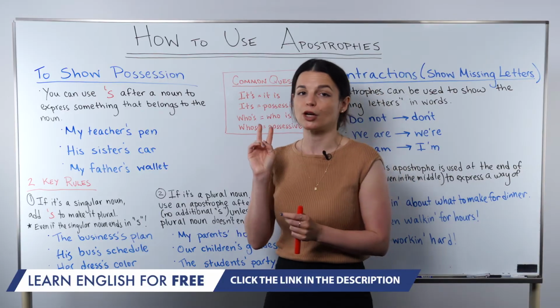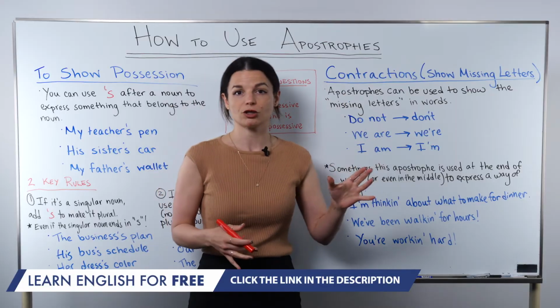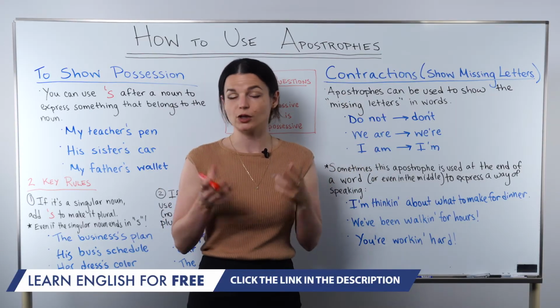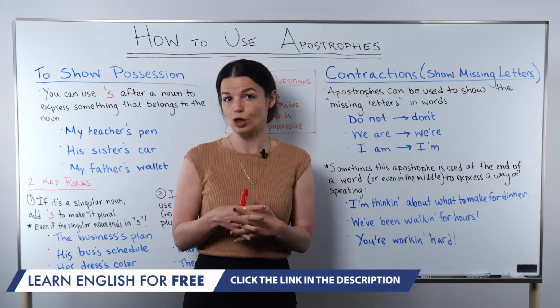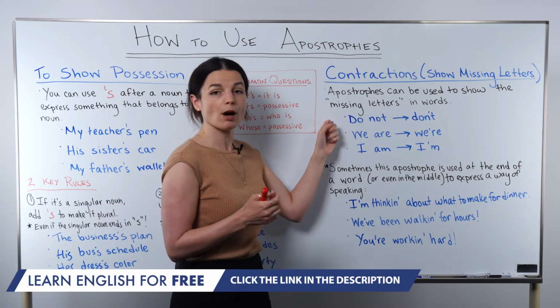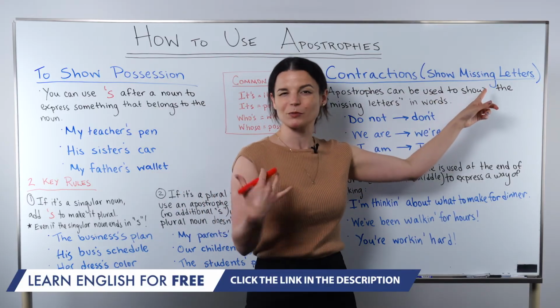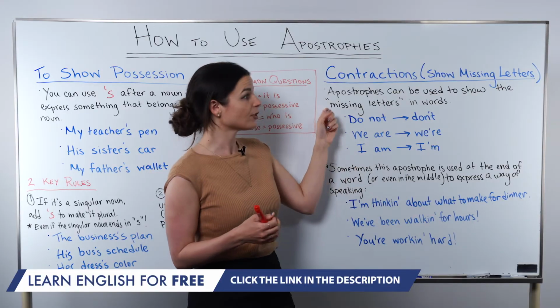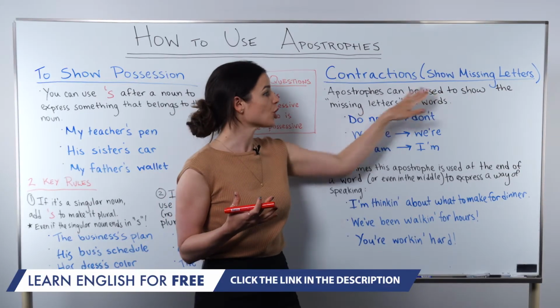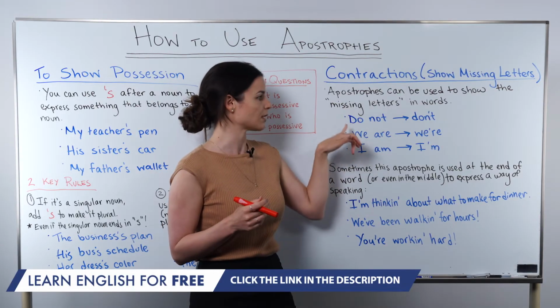Let's go now to part 2. So the other part of today's lesson is using apostrophes to show contraction. So a contraction is the short form or the reduced form of two words generally. So we use apostrophes to show or to kind of represent missing letters. That's one way that you can think of the apostrophe use here. So apostrophes can be used to show the missing letters in words. So what does this mean? Let's take a look at some examples.